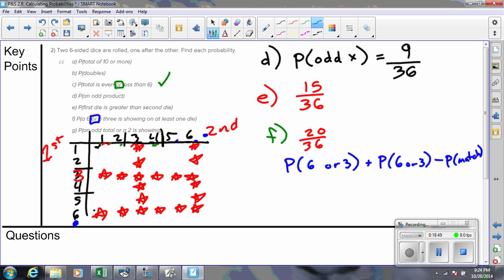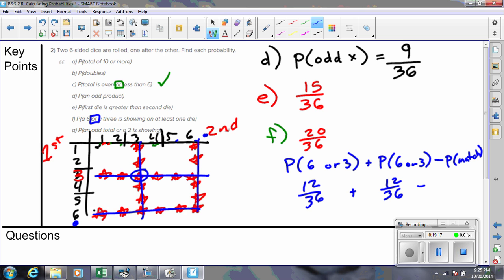Well, this row is our first one. How many stars were on that? There were 12 out of 36. The second probability is our column. A column of 3 or a column of 6. That's another 12 out of 36. But how many stars are showing up on both?